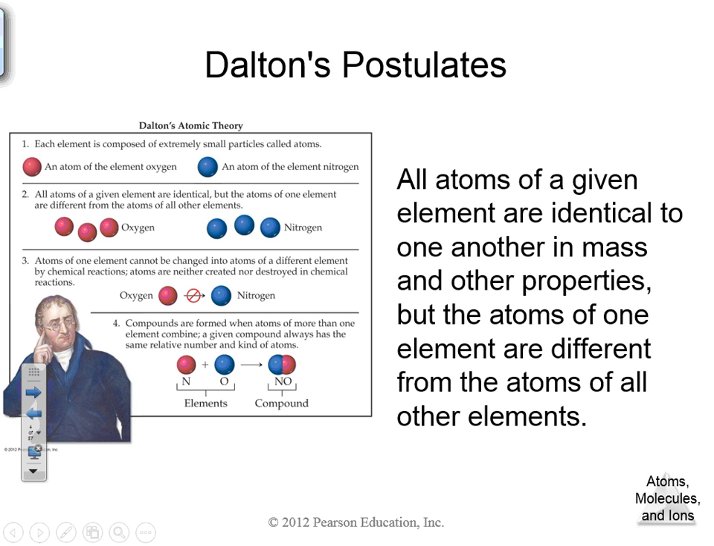Secondly, all atoms of a given element are identical to one another in mass and other properties. If atoms are different, they're going to have different masses. All that means is, if I have 2 oxygen atoms, they're going to have the same exact properties, same exact weight, same exact number of protons, neutrons, and electrons. If I'm comparing an iron atom and an oxygen atom, they're going to have different weights and different amounts of protons, neutrons, and electrons.